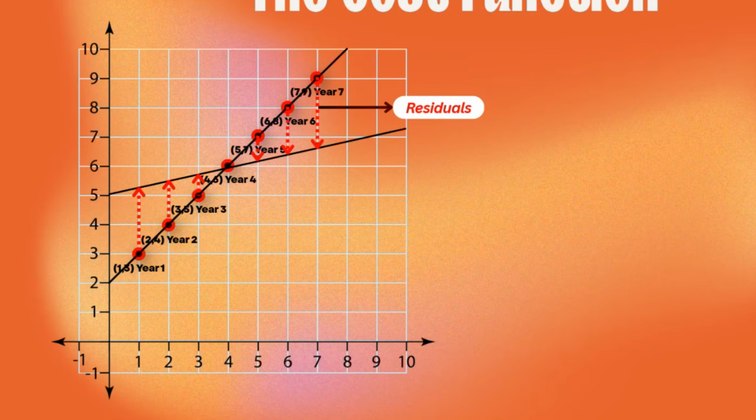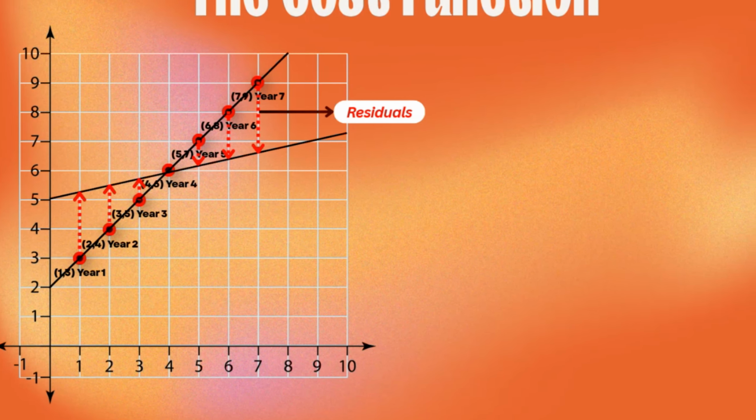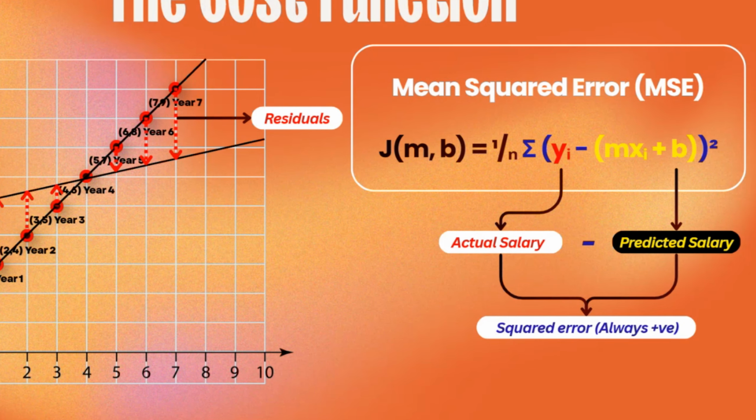But we can't just add the arrows. Some points sit above the line, as you can see, some below. They cancel each other and give us 0, which is misleading. So what we do is we square each error, making everything positive, then average them. That's the mean square error, J of m and b.